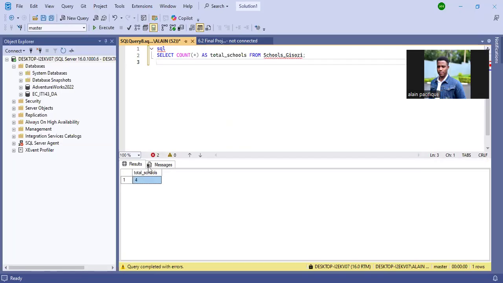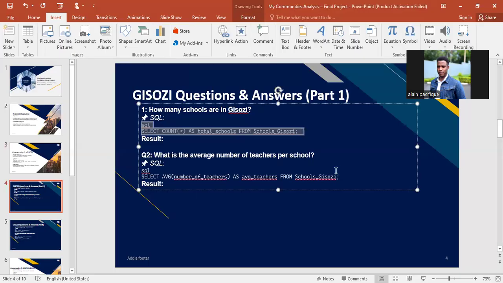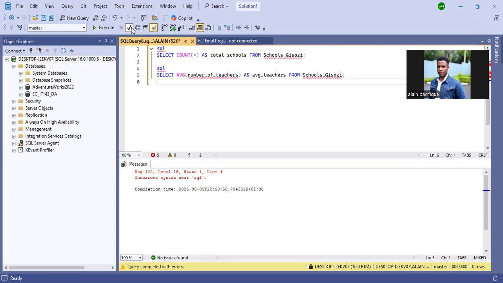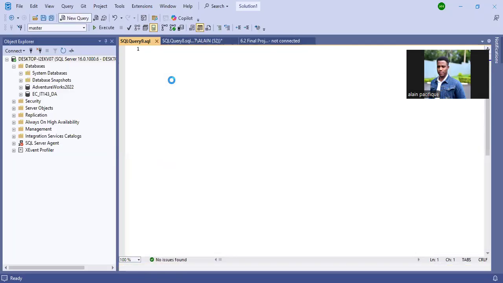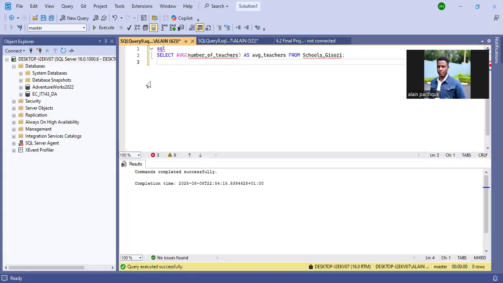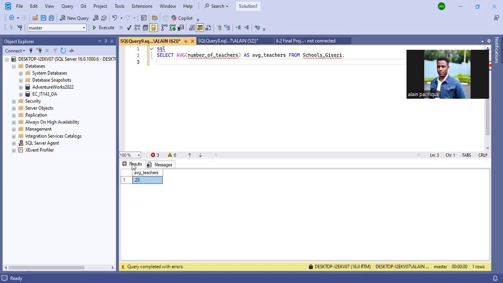Going back to the second question, which asks what is the average number of teachers per school. Going to SQL Server, I'll add it down here. Now I will take another query, a new query, and add it. I'll check and execute. The average number of teachers is 23.